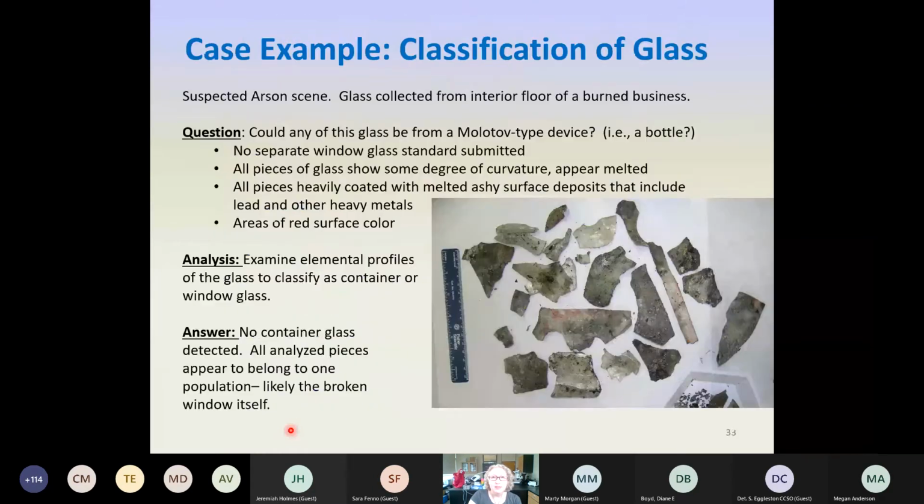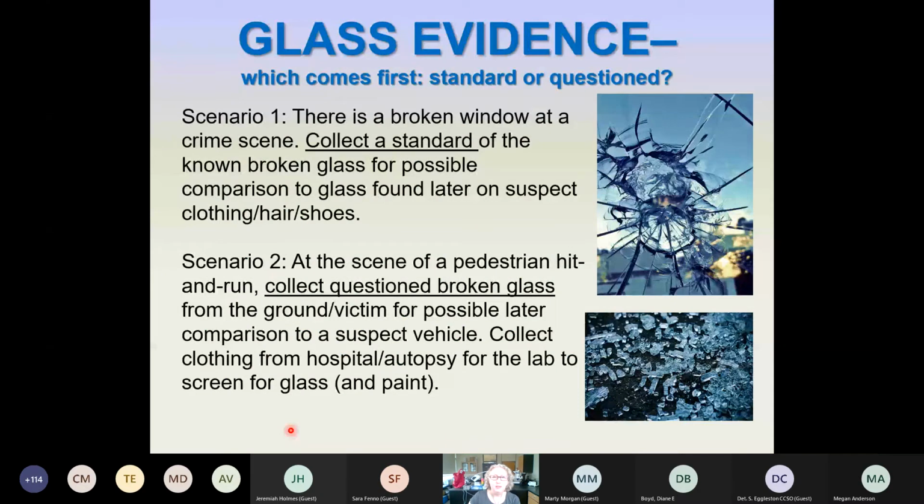Actually, I'm going to skip classification for now. We can come back to it if we have any time at the end.